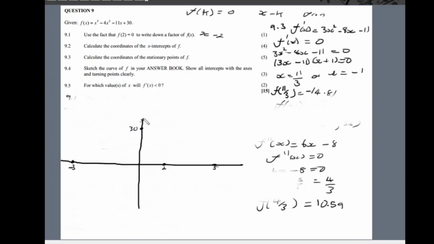and then my turning points will be at minus 1 and 36, right? And then my point of inflection will be somewhere here at 4 over 3 and 10.59, and my other turning point will be at 11/3 and at minus 14.81, right? It will be somewhere there, right? So now all I have to do is to connect the dots.